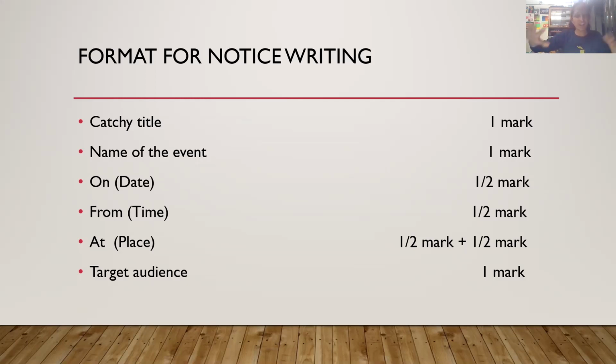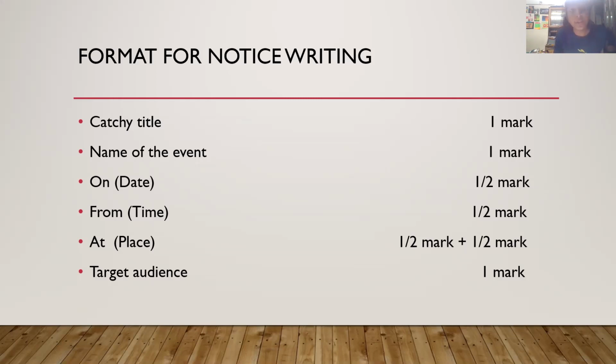Just remember this format: catchy title, name of the event, on, from, at, target audience. It's very easy. Notice writing is easy. It's just you thinking on that topic, and it's direct. Students lose their marks only and only in the format. Many people use some strange format, which is why they lose marks. But don't worry, after OFA you'll get to know what exactly it is. So: catchy title, name of the event, date, time, place, and target audience.